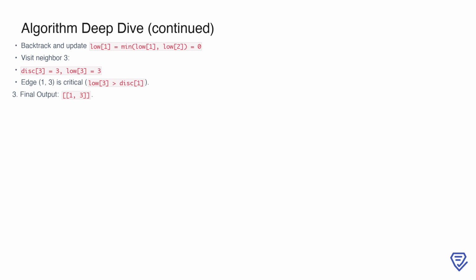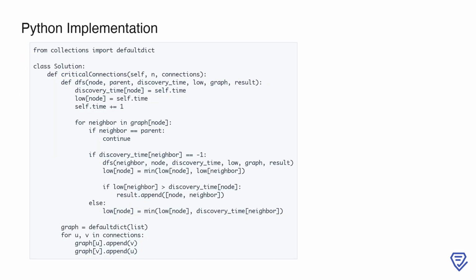To solve the problem of finding critical connections in a network, we start by importing the defaultdict from the collections module to help us efficiently create an adjacency list representation of the graph. Inside the Solution class, the method criticalConnections is defined, which takes the number of nodes n and a list of connections as input. The core of the solution revolves around a depth-first search, or DFS, which is implemented as a nested function within this method.